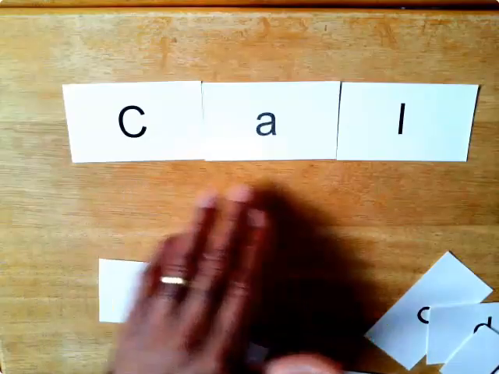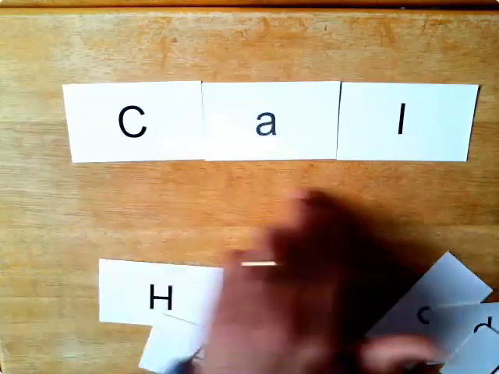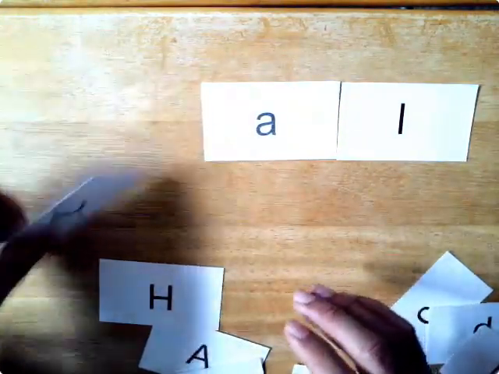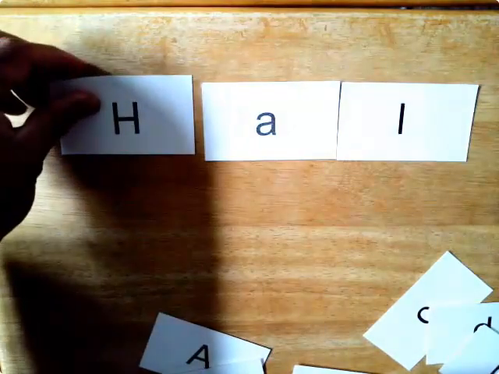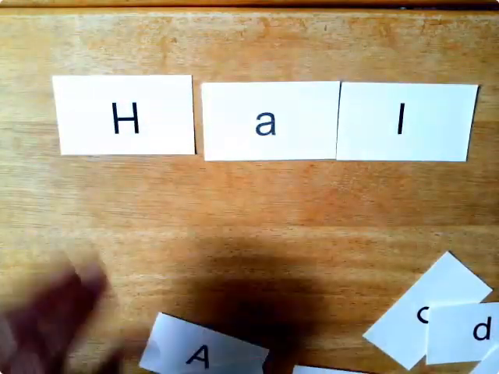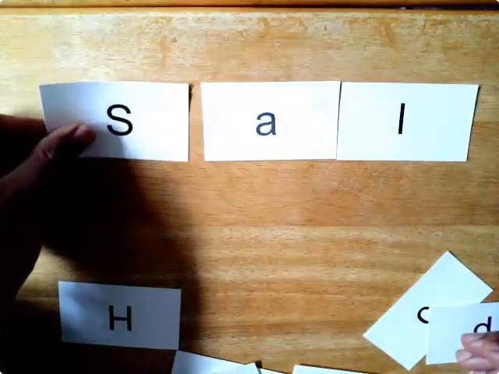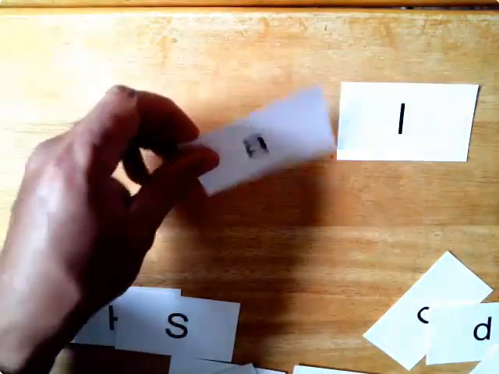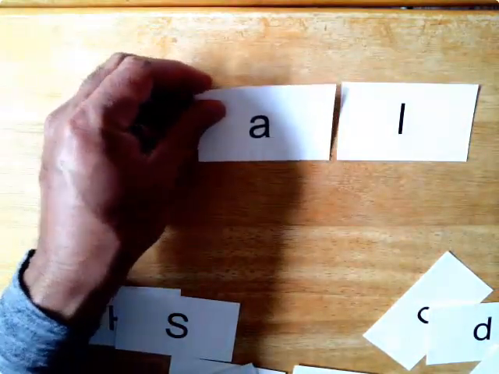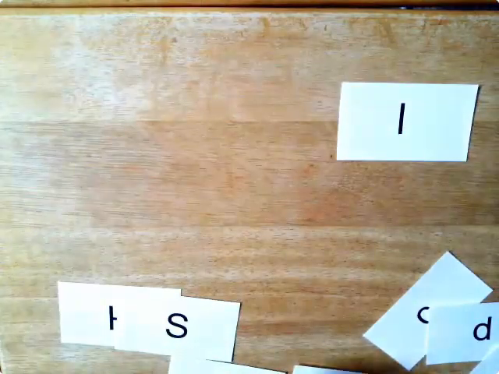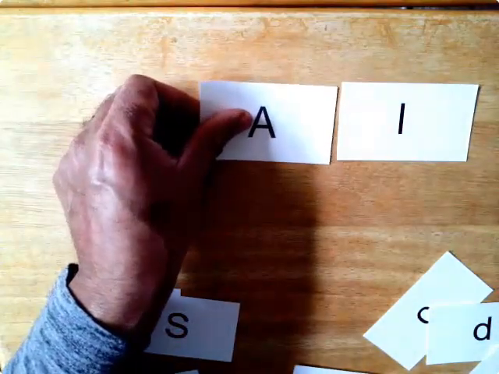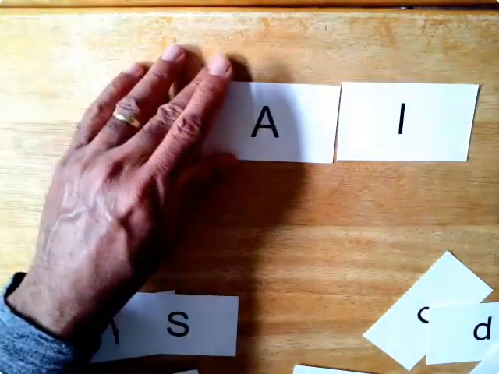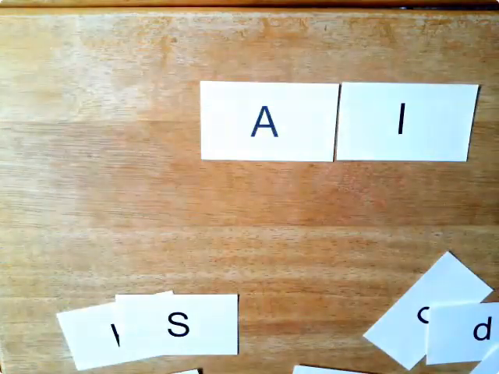Cal. One word, three sounds. Cal. So I have Cal, I have Hal, I have Sal, but watch this. I just have another best friend. His name is Al. But because it's a name, I'm going to put a capital there. And now I have Al. One word, two sounds. Al. See how I'm making words? Great.